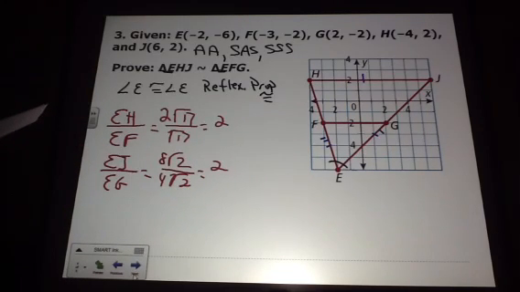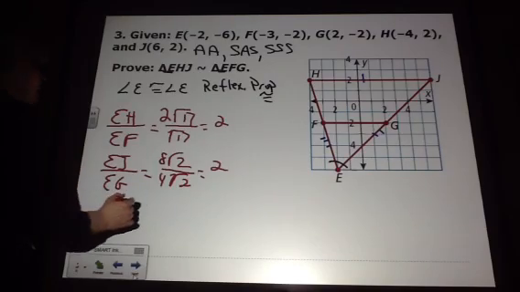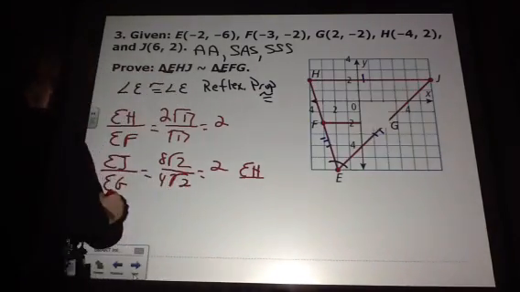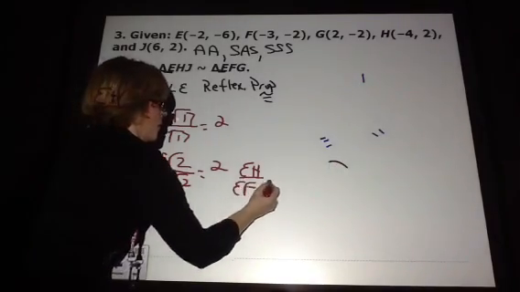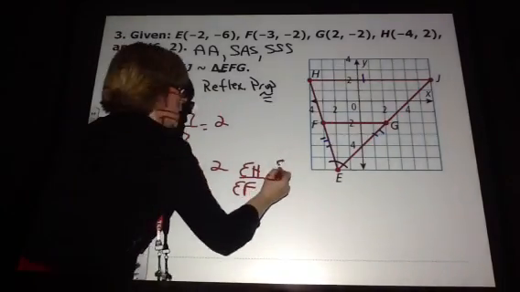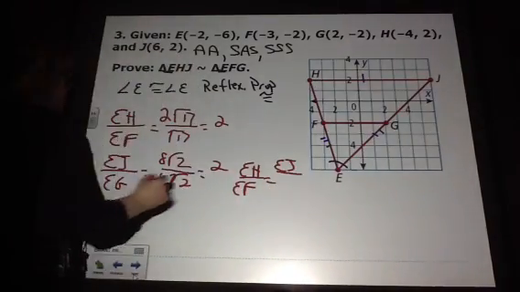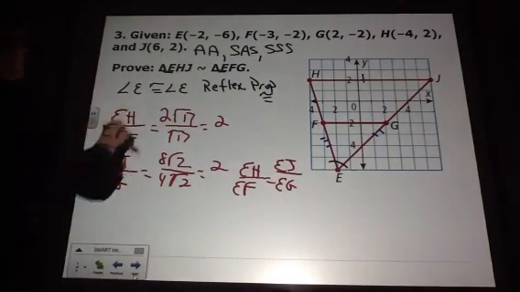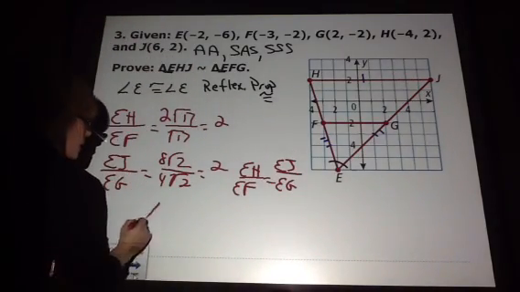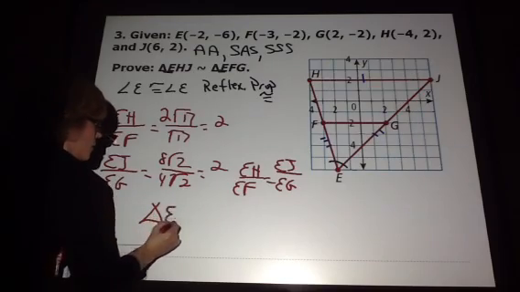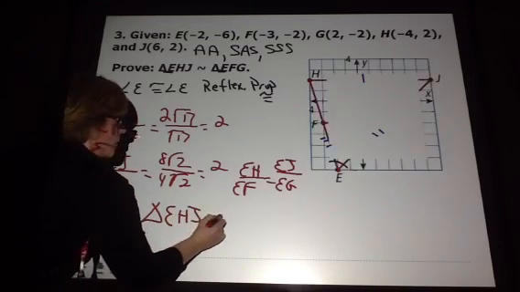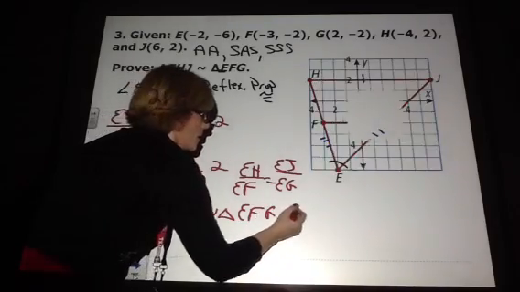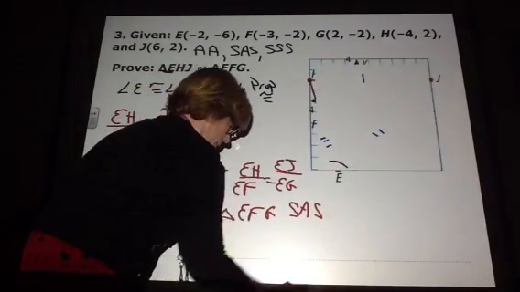So, what we have here then is EH over EF equal to EJ over EG. There's our two corresponding sides. Here's the included angle. So we can write our similarity statement that triangle EHJ is similar to triangle EFG because of side-angle-side similarity.